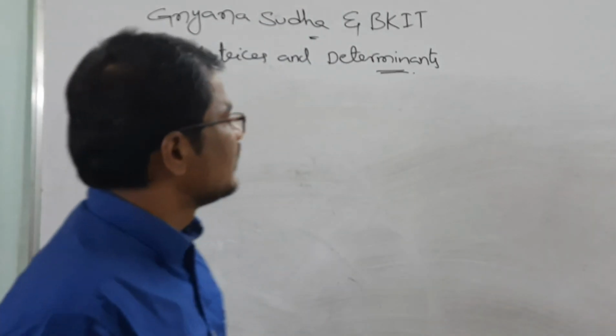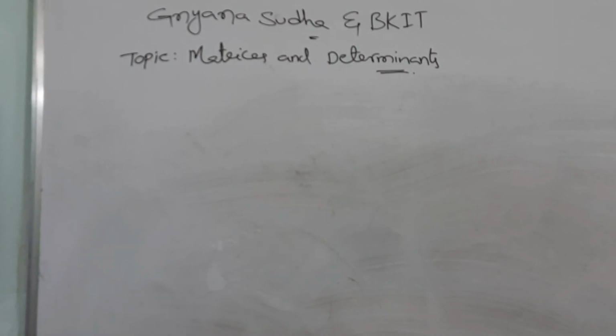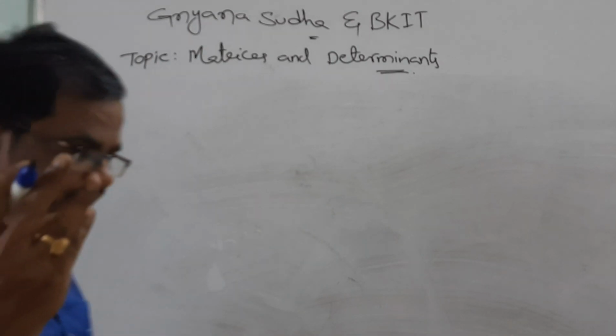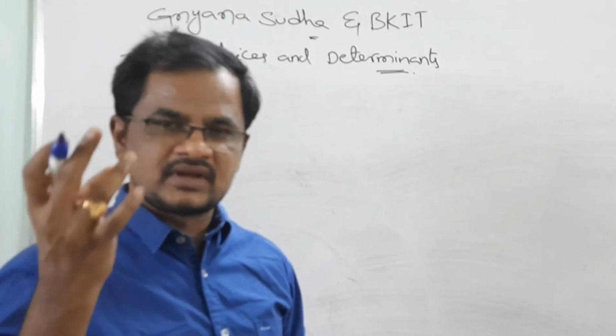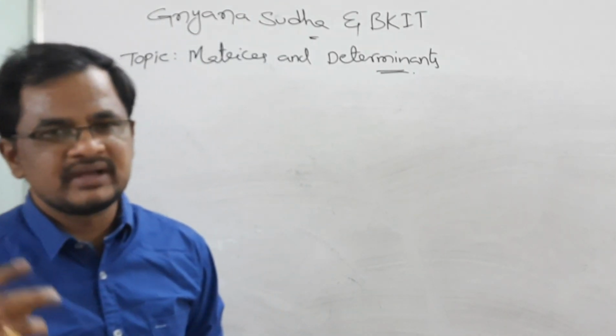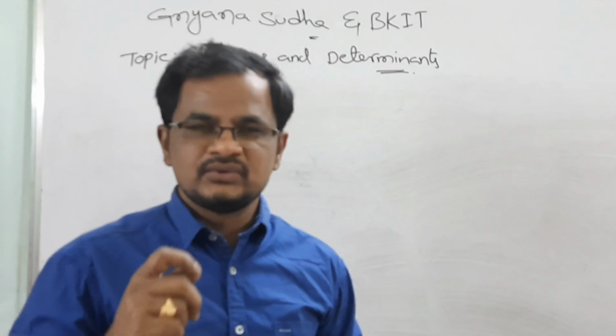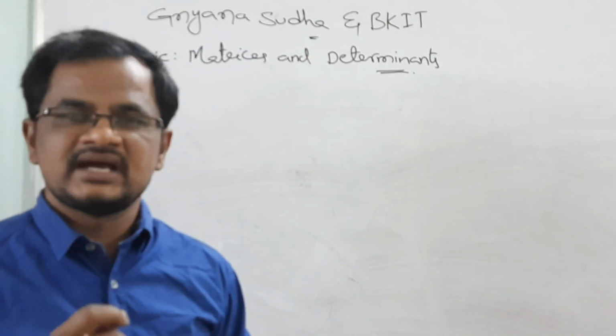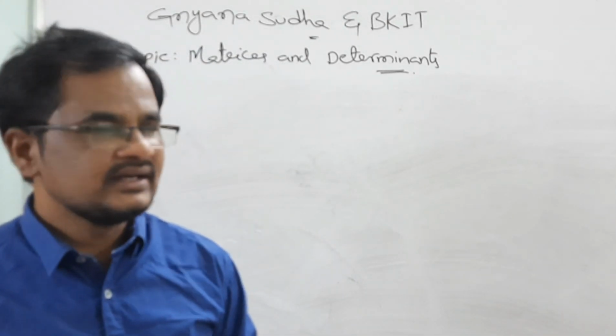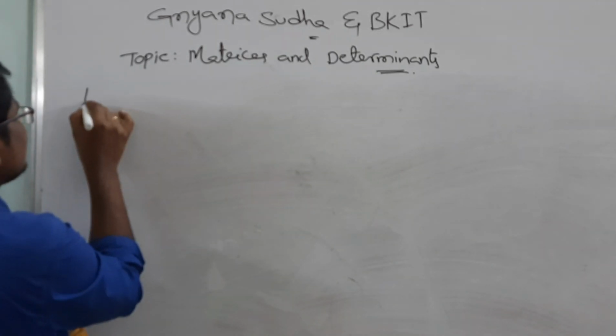Okay? Now, the types: row matrix, column matrix, square matrix, diagonal matrix, scalar matrix, unit or identity matrix, and zero matrix. Right? Next, equality of matrices.